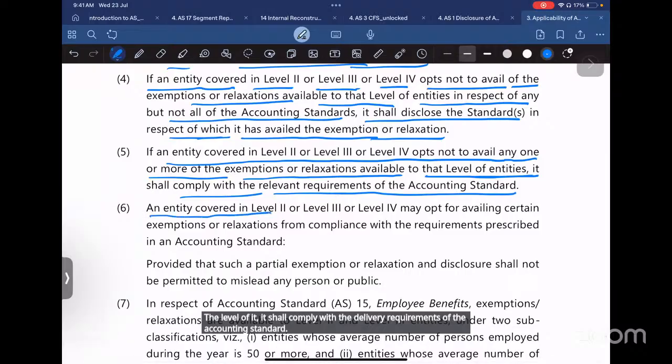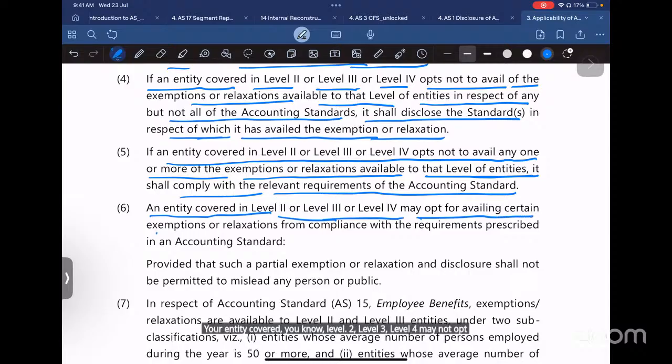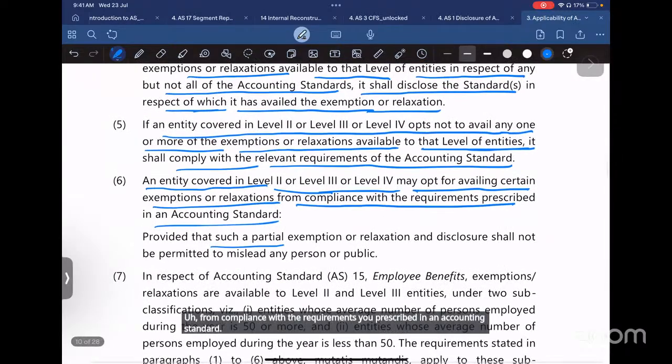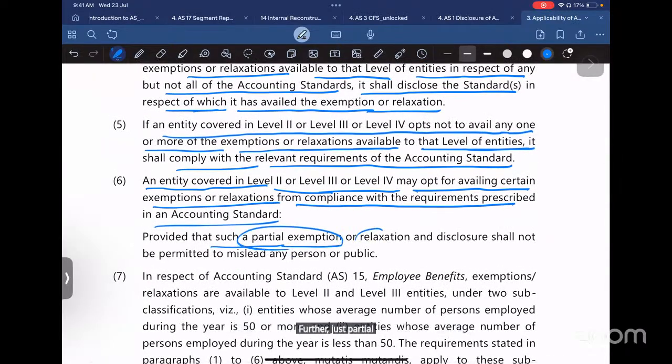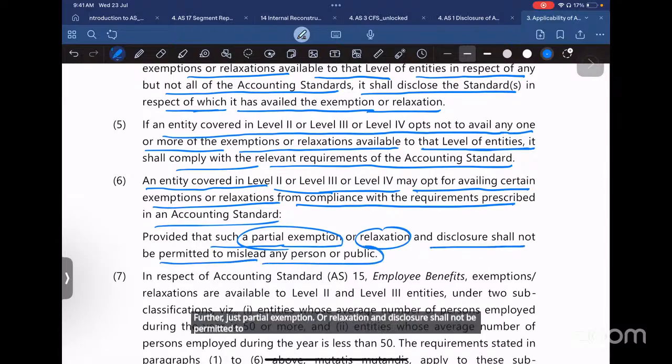Any entity covered in level 2, level 3, level 4 may opt for availing certain exemption or relaxation from compliance with the requirements prescribed in an accounting standard, provided that such partial exemption or relaxation and disclosure shall not be permitted to mislead any person or public.